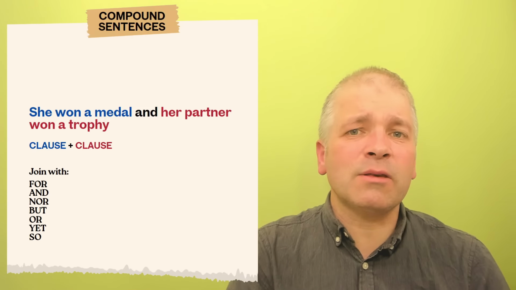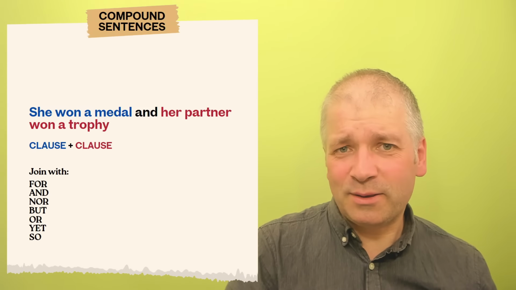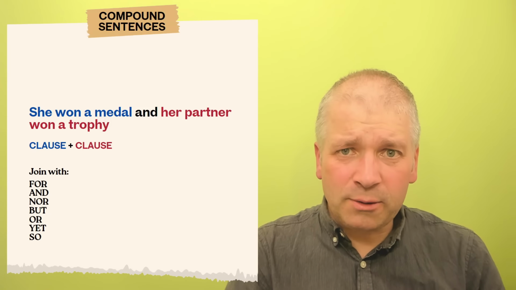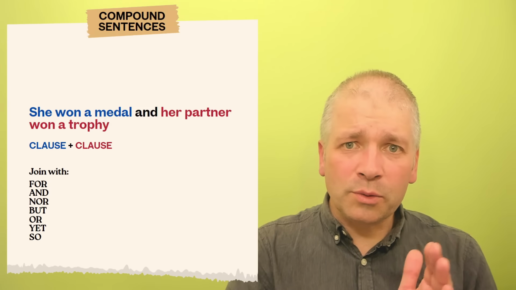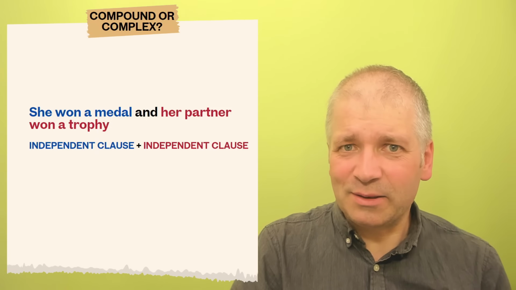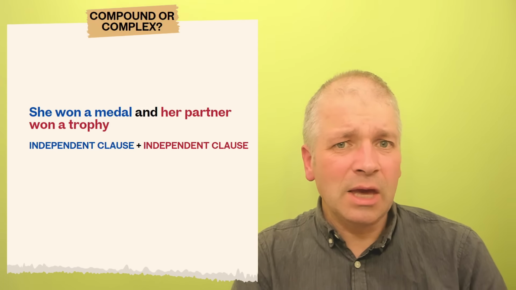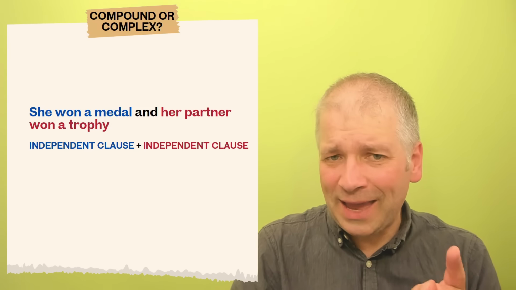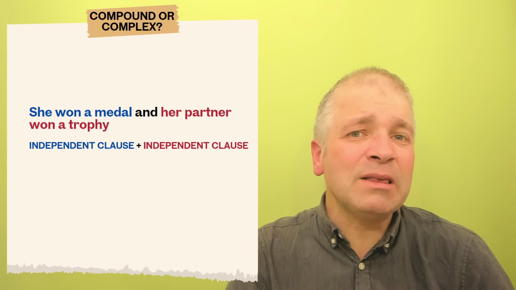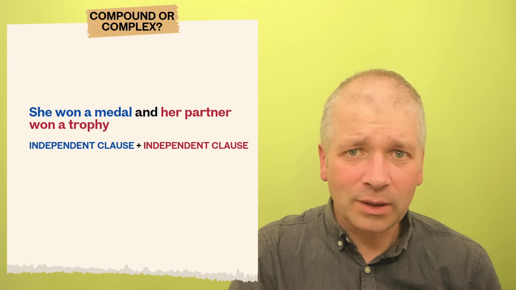We can make these types of sentences with two clauses or more, which are called compound sentences, using some of the words below: for, and, nor, but, or, yet, or so. But we can also make what's called a complex sentence. In a complex sentence, things are slightly different. This is the sentence we had before where we have two clauses, but we could call these both independent clauses. They could be sentences on their own. They don't have to be connected to each other.